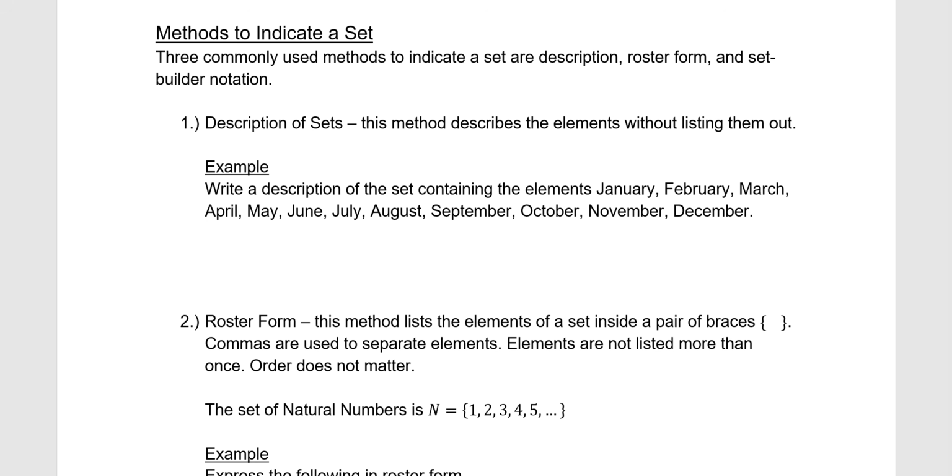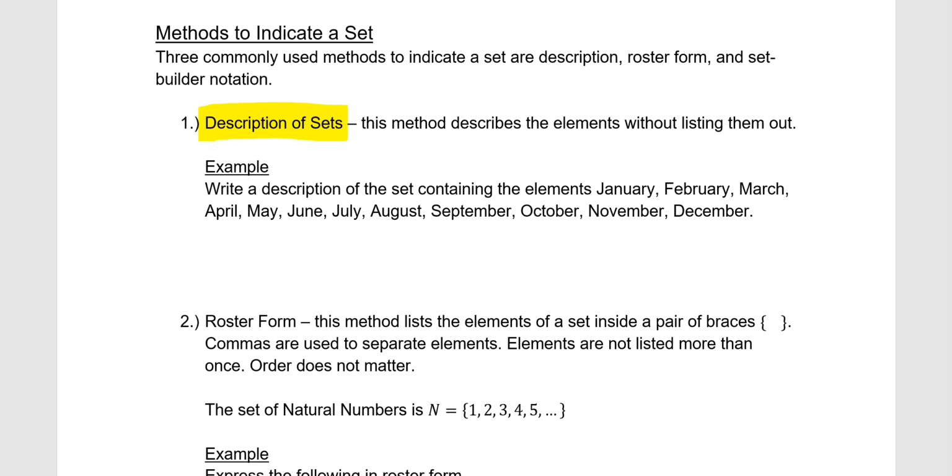We're going to be representing a set in a couple different ways, and the 3 commonly used ways that we're going to be doing are description, roster form, and set builder notation. So starting with description of sets. For a description, this method describes the elements without actually listing them out.